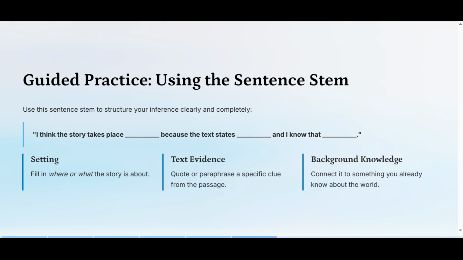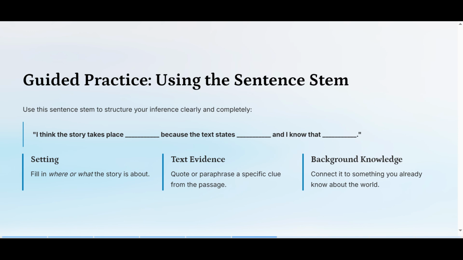Here's a guided practice using the sentence stem. Use this sentence stem to structure your inference clearly and completely. I think the story takes place blank. This is where you will talk about a setting. Because the text states, then you mention the text evidence. And I know that, this is where you mention the background knowledge.